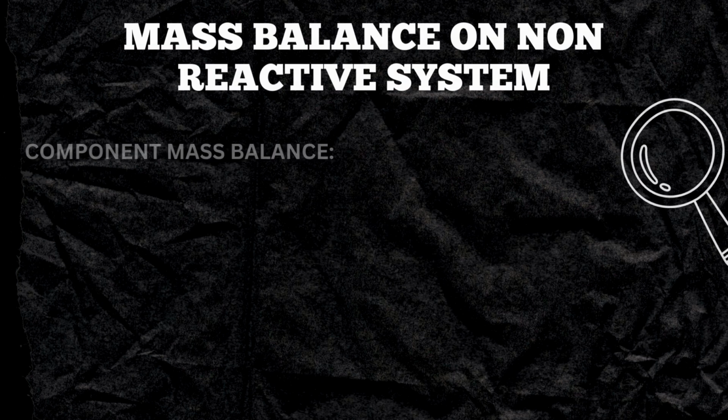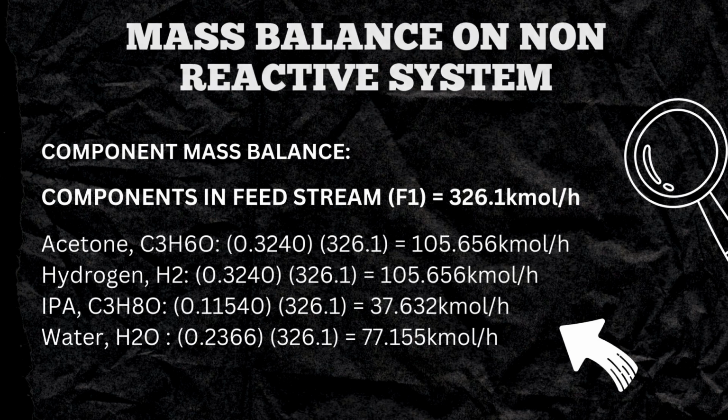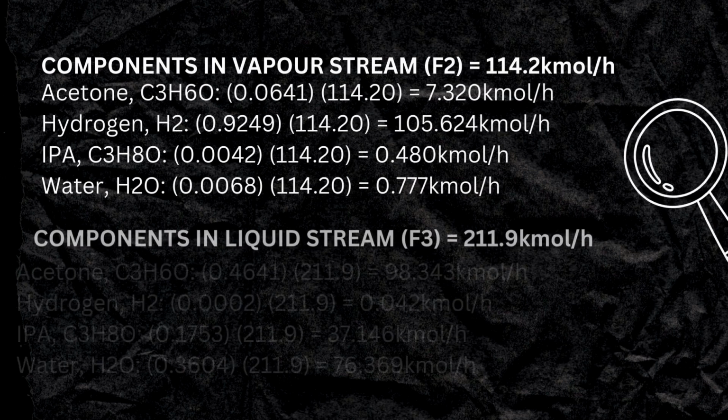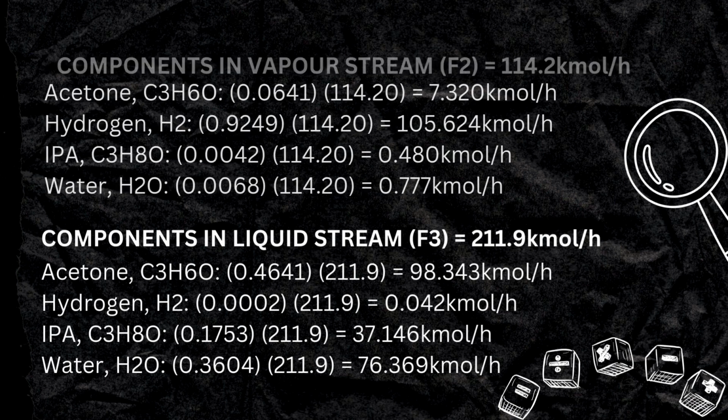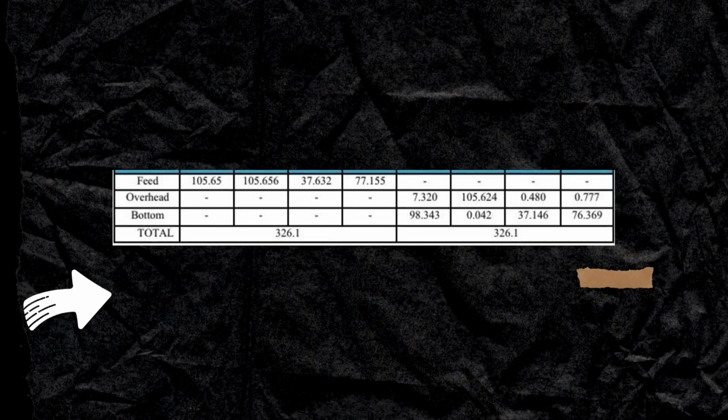To find the molar flow rate in all streams, we take the actual molar flow rate, which is 326.1 kmol per hour, times the mole fraction in the process flow diagram just now. This is also the same calculation step as the molar flow rate for feed 1 just now. Right now I'm displaying the table for the molar flow rate on the non-reactive system for all of the streams.